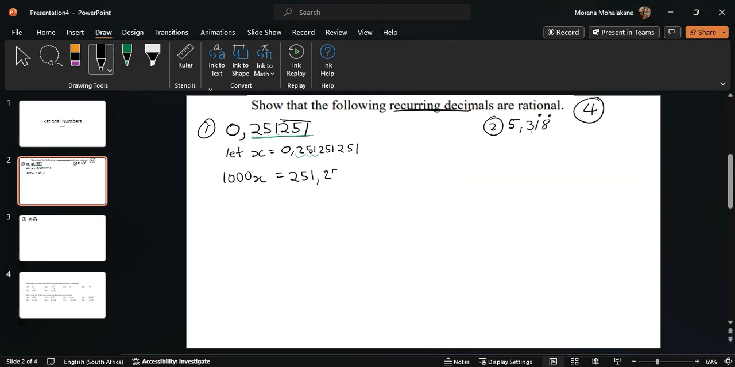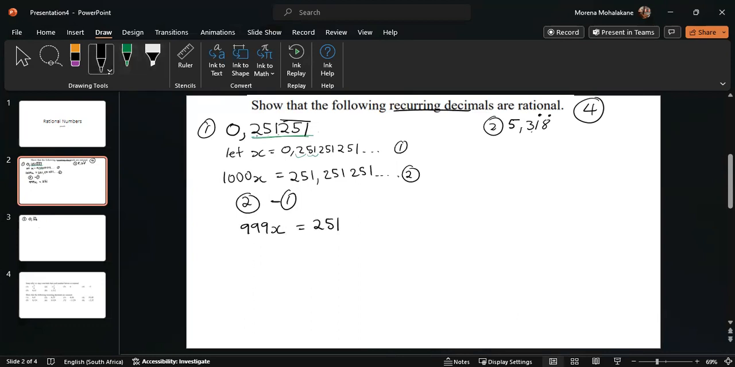251.251251, and this thing is continuing in that order. This is my first equation and this is my second equation. So I'm going to say the second equation minus the first one. So you have 999x equal to 251.